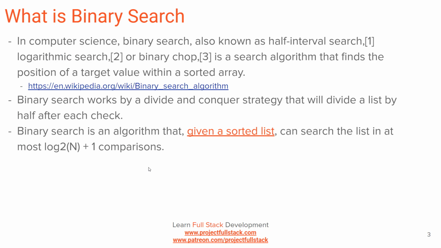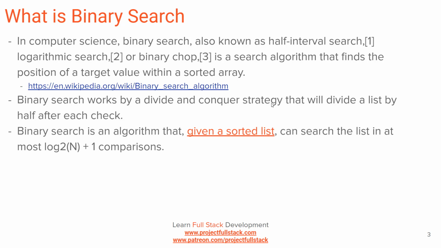All right, so what is binary search? This is our Wikipedia definition. In computer science, binary search, also known as half interval search, logarithmic search, or binary chop, is a search algorithm that finds the position of a target value within a sorted array. Okay, it has to be sorted. If our array or our list is not sorted, you cannot use a binary search.